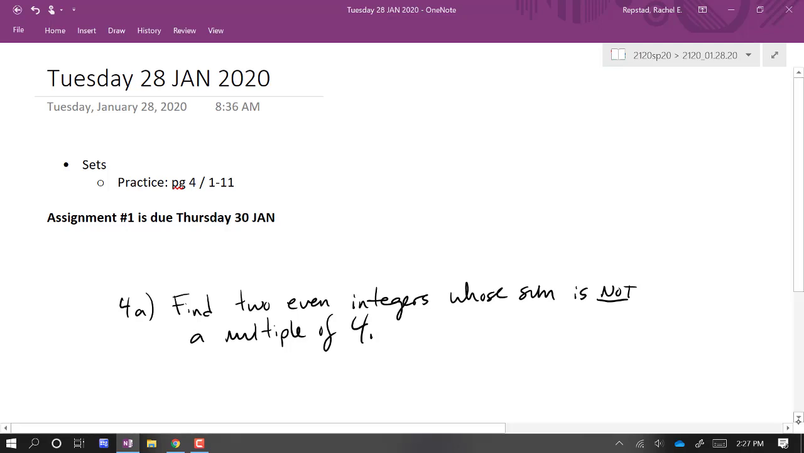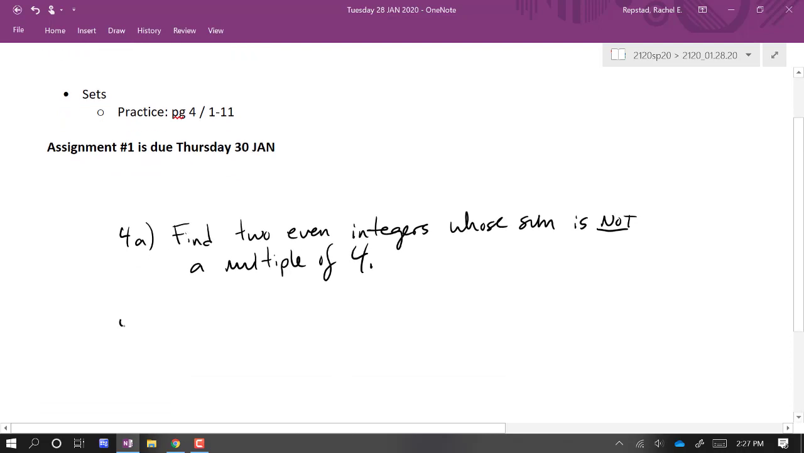This is to get us ready for 4B, in which you're presented with a quote-unquote proof that the sum of 2 even numbers is always a multiple of 4. We know that that's wrong because we found in part A 2 even integers whose sum is not a multiple of 4. So the idea with part B is to figure out what's wrong with that proof.